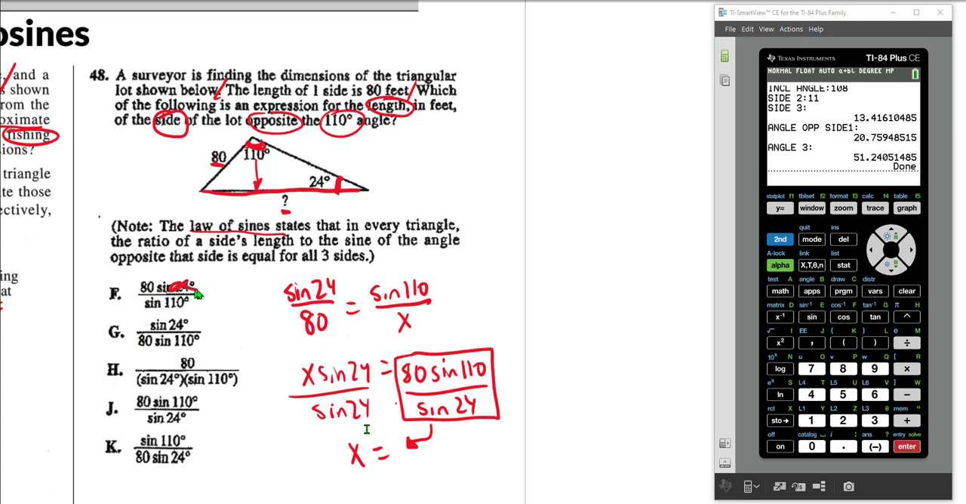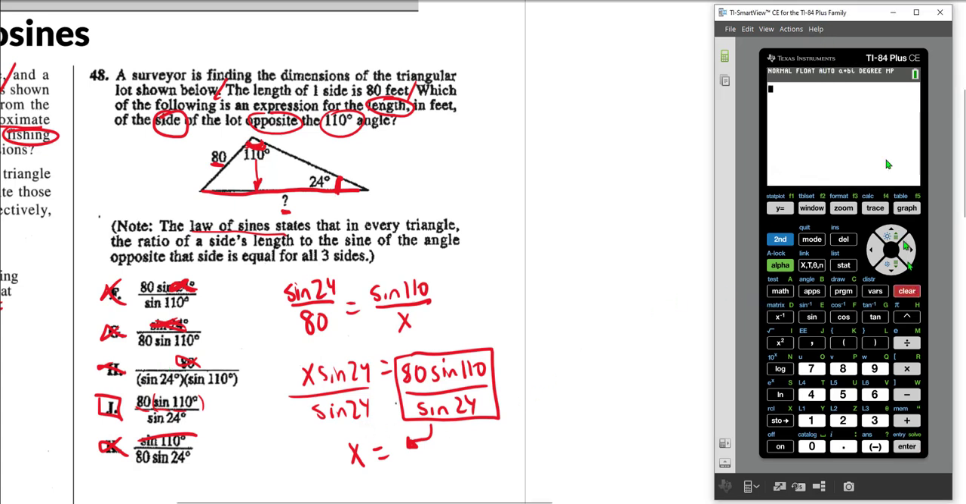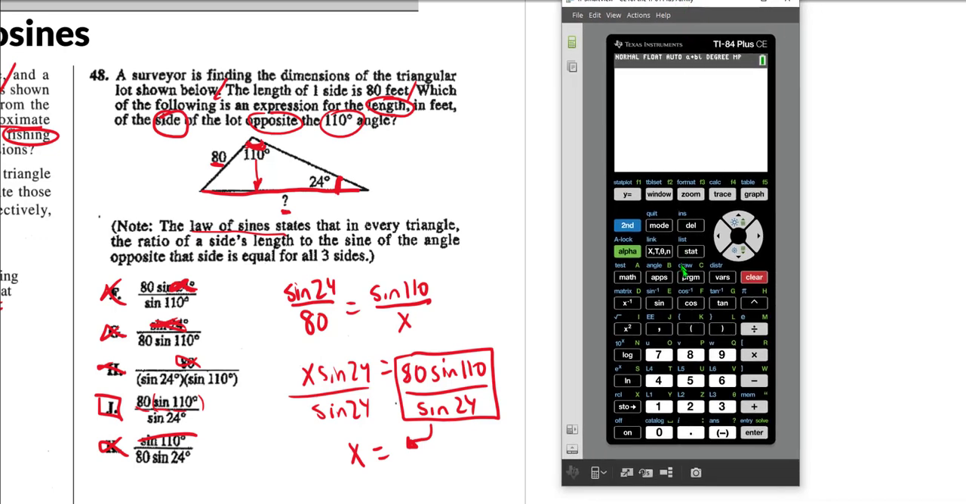80 sine 110, this one doesn't have the 110. Answer choice G does not have the 80. Answer choice H does not have the sine 110 in the numerator. In answer choice J, we do have everything we need in the numerator, 80 times sine 110, and then over sine of 24. It looks like J is good, and then of course answer choice K is missing the 80 in the numerator, which means we are done. The answer is J.